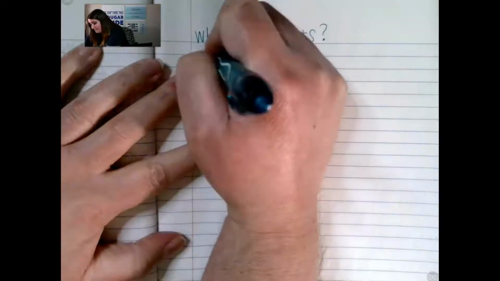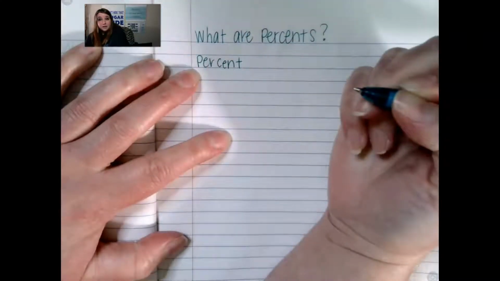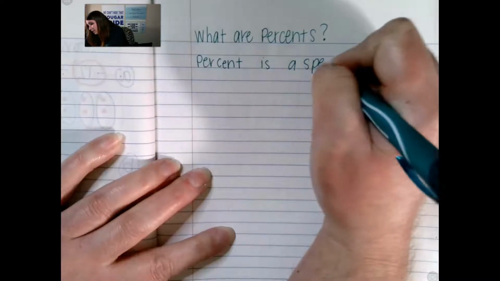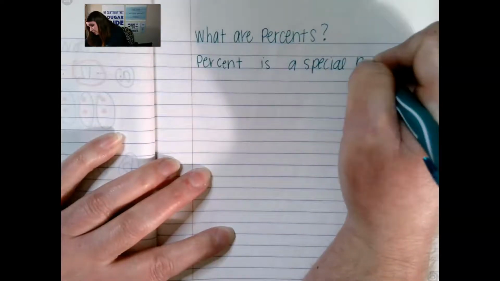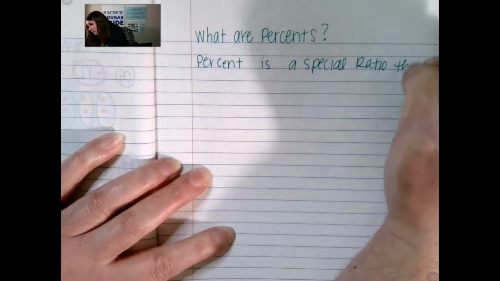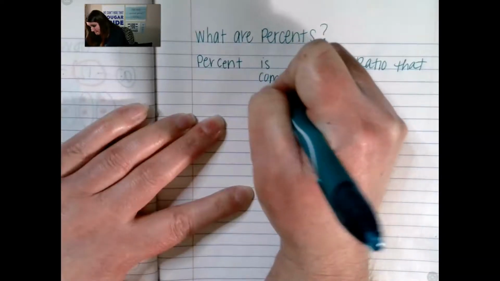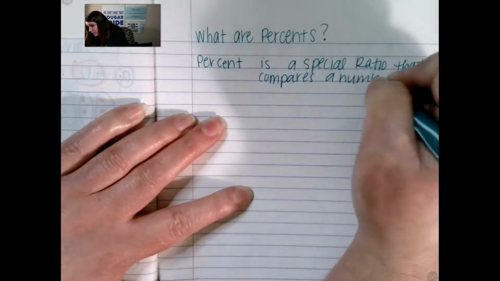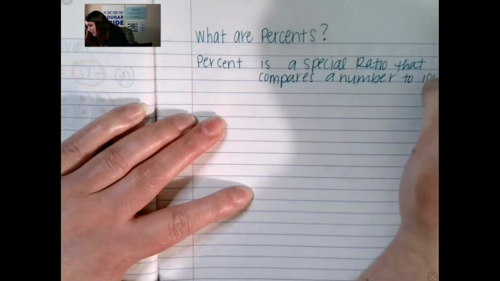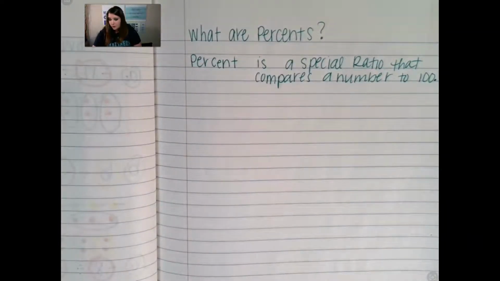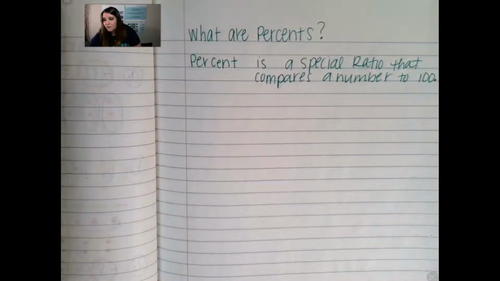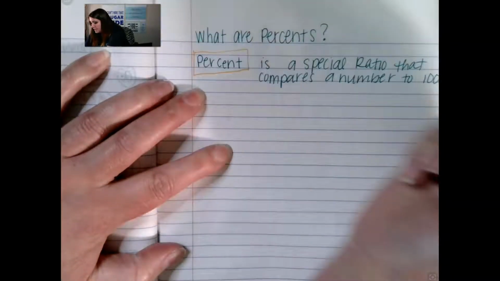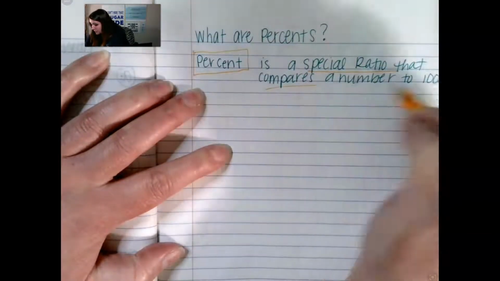comparison. So a percent is a special ratio that compares a number to 100. So we are comparing everything in this section to 100. Percent, it's a ratio, compares to 100.